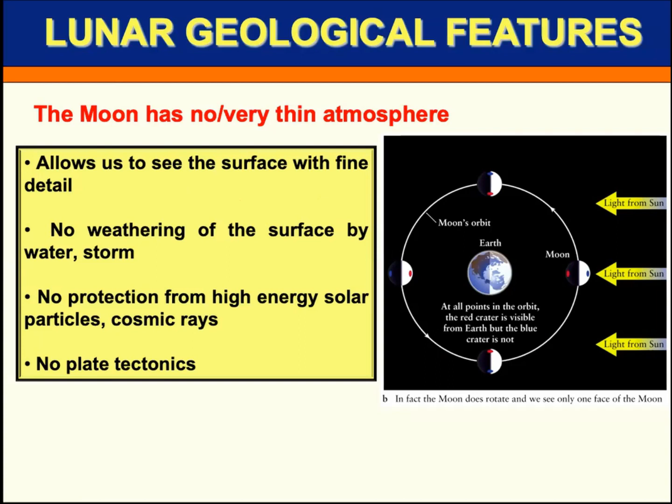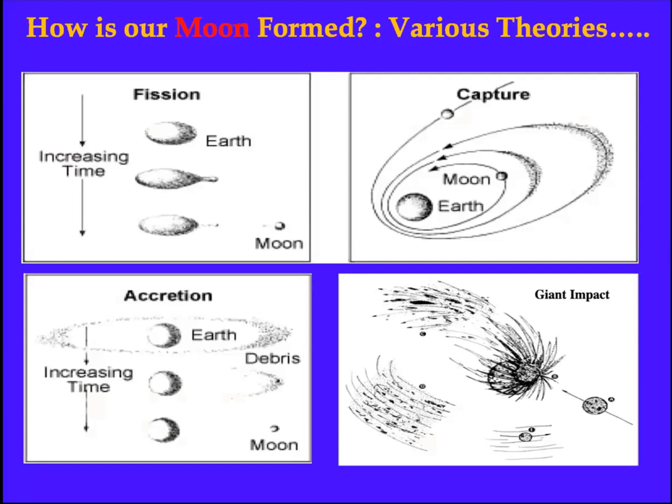Another advantage is that there is no weathering of the surface by water or storms, etc. That is another important aspect of not having an atmosphere or having a very thin atmosphere. But the disadvantage is that there is no protection from high energy solar particles or cosmic rays. So if you are planning a mission to the Moon, or a colonization of the Moon, we will be directly exposed to solar flares. Then there are no plate tectonic processes on the Moon.